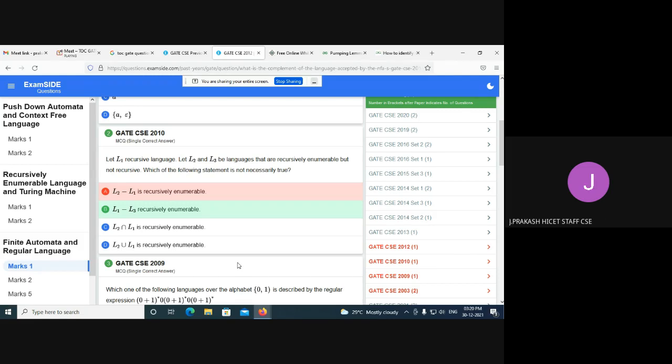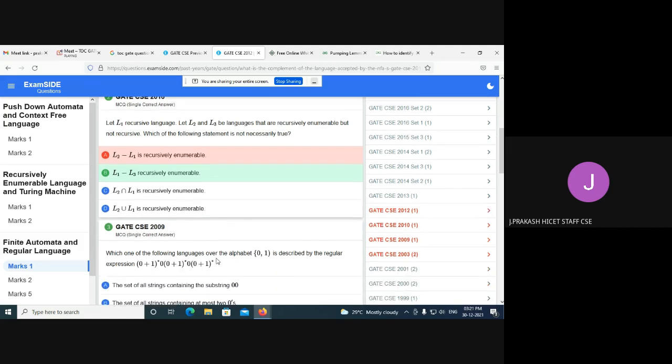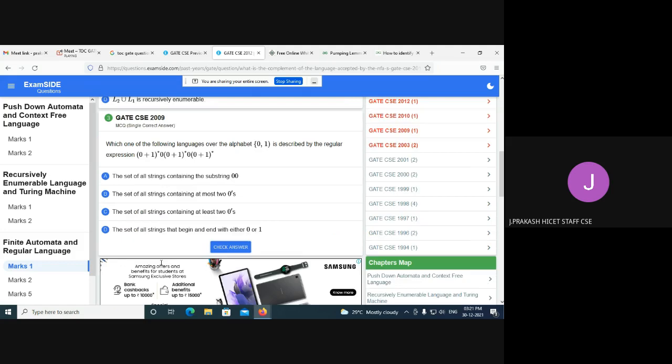Okay. Recursive languages are not accepted by Turing machine. So L1 minus L3 is not possible. So that is a recursively enumerable. This is the correct answer. See the next one.